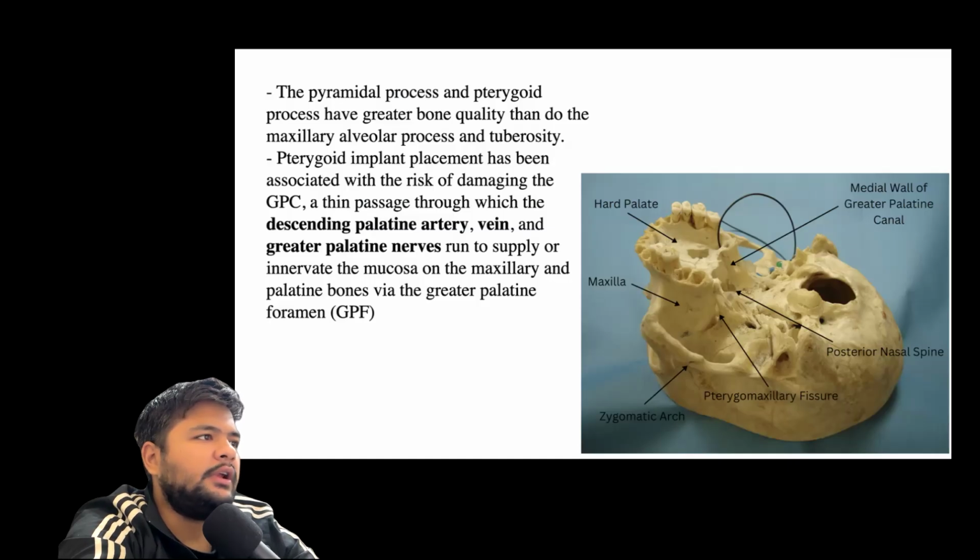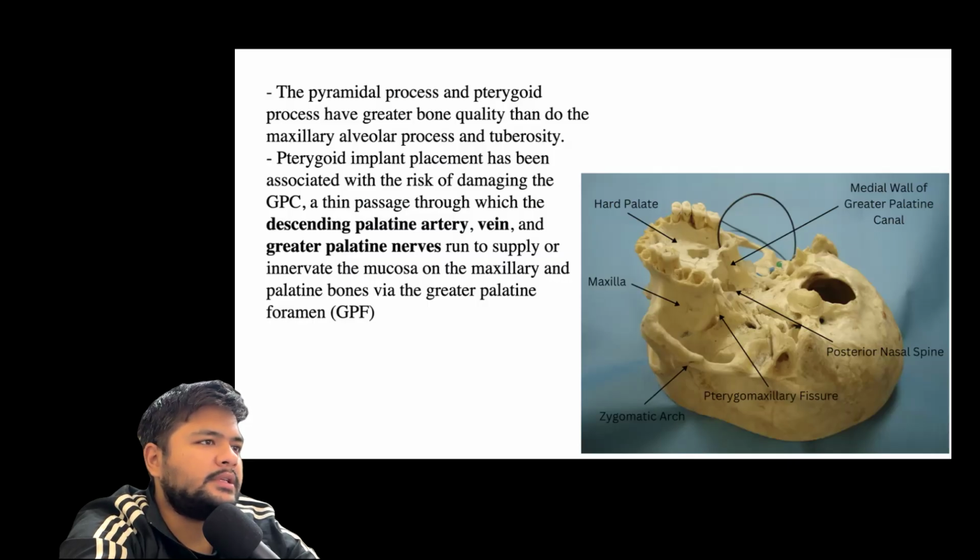tuberosity. Pterygoid implant placement has been associated with the risk of damaging the greater palatine canal, a thin passage through which the descending palatine artery, vein, and the greater palatine nerves run to supply or innervate the mucosa of the maxillary and the palatine bones via the greater palatine foramen.